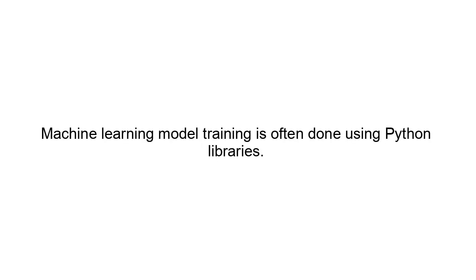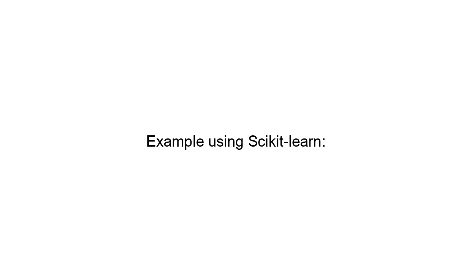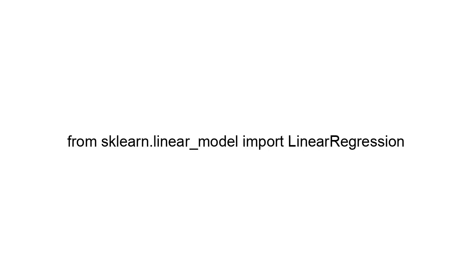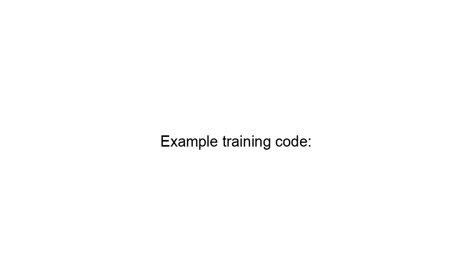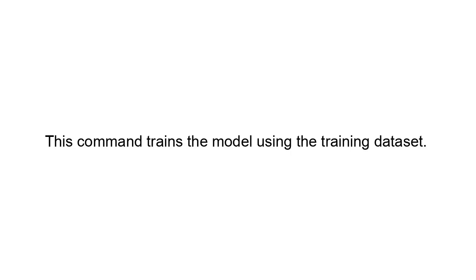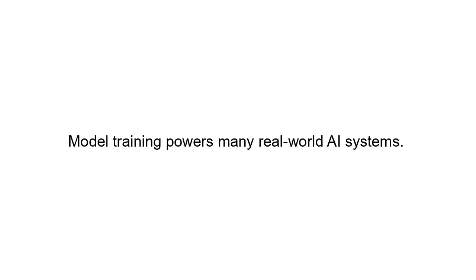Example Python code. Machine learning model training is often done using Python libraries. Example using scikit-learn: from sklearn.linear_model import LinearRegression. Example training code: model.fit(x_train, y_train). This command trains the model using the training dataset.